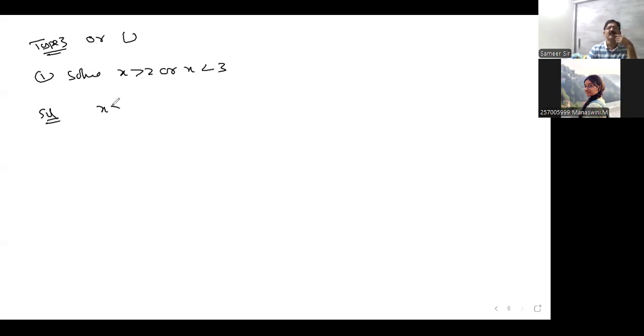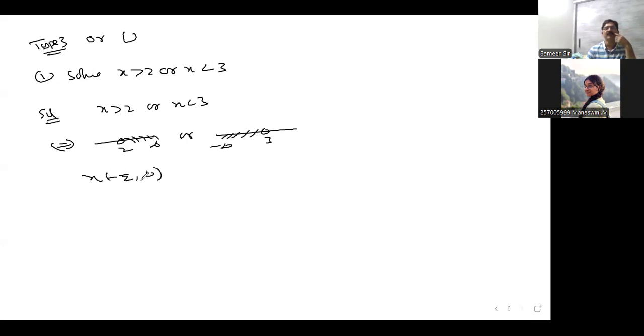Solution: x greater than 2 or x less than 3. So what happened here? Greater than 2 goes up to infinity. Or there is less than 3, which goes to minus infinity. So x belongs to 2 to infinity, or x belongs to minus infinity to 3.